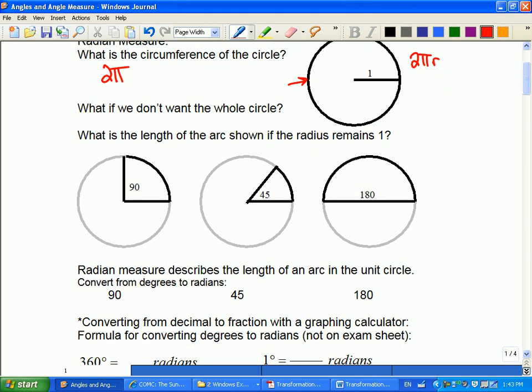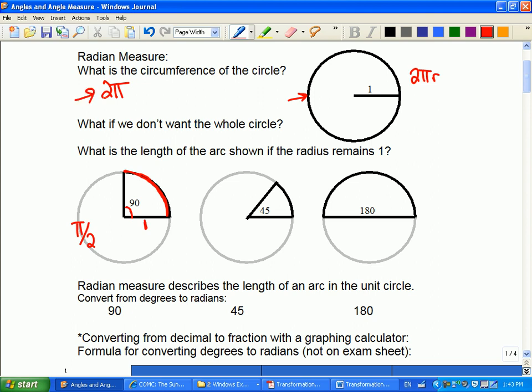Now, if we don't want the whole circle, how do we make these adjustments? So if the radius is still 1, does this make anyone feel like eating pizza? Okay. What do you think? How many radians, that means how long is this piece on a circle with radius 1, if you know there's 90 degrees here? Pi over 2? That is correct. How did you get that? Yeah, it's a quarter of your pizza, and the whole pizza we just said had 2 pi.